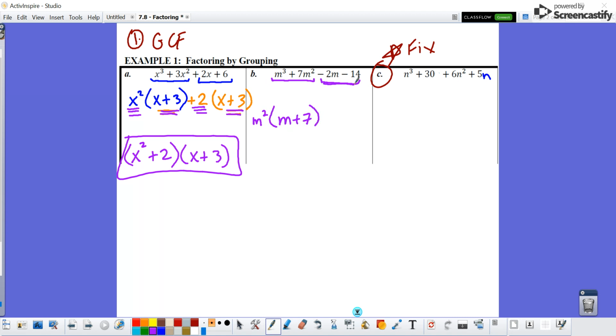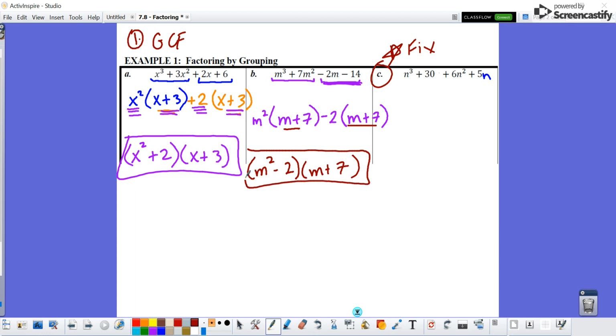So that means I need an m plus 7 from that binomial. But to make that be an m plus 7, I need to take out a negative 2. So I take out a negative 2, then I'm left with an m plus 7. So you may have to adjust your signs of what you're GCFing in order to generate the match. So I got a match of m plus 7. Then what precedes it is an m squared and a minus 2. Again, just double check. That is not a perfect square binomial because the 2 is not perfect. So that is my final answer.